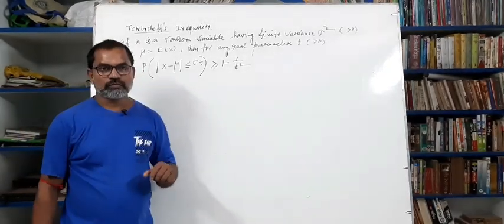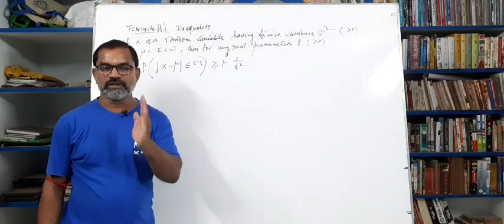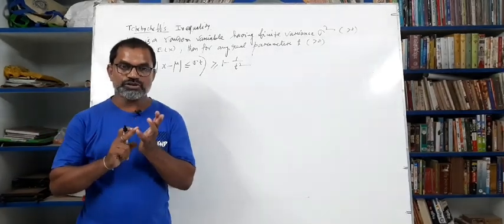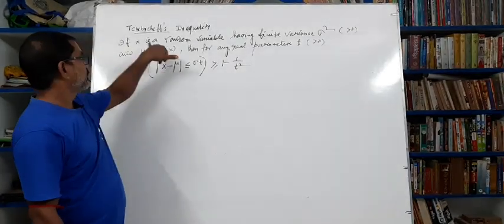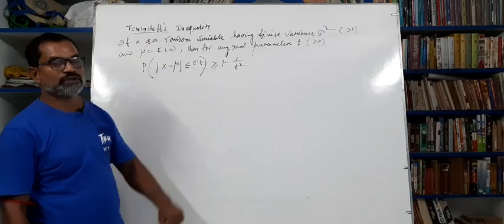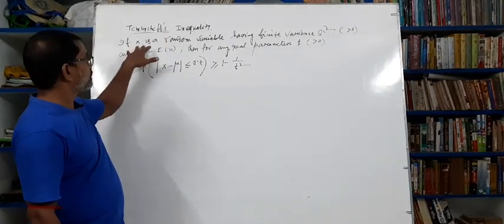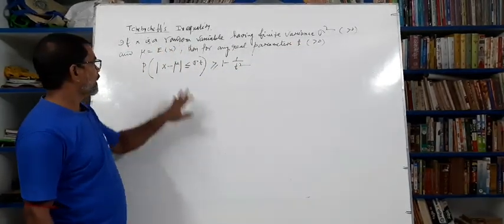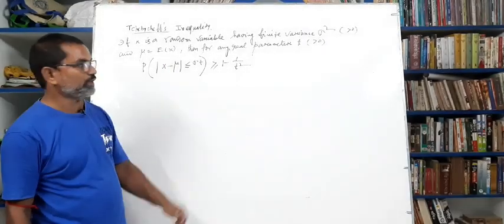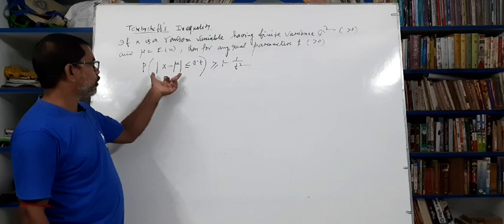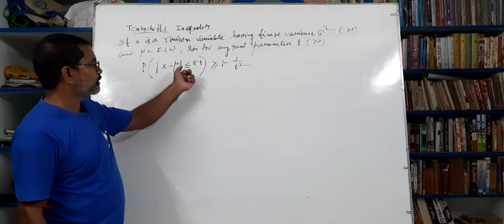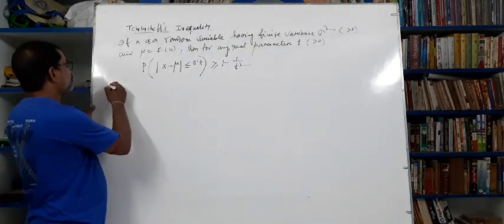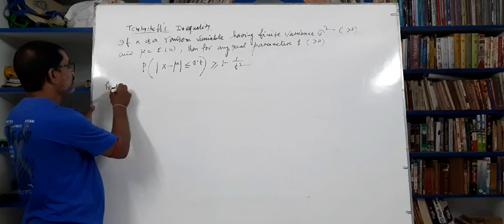So first we look at what is the difference between Tchebycheff's lemma and Tchebycheff's inequality. The lemma said that x is a positive random variable, but here the term positive is omitted. Only x is a random variable having finite variance sigma square and expectation mu. Then for any real parameter t, probability of mod of x minus mu less than or equal to sigma t is greater than or equal to 1 minus 1 by t square. Now we want to prove this inequality.